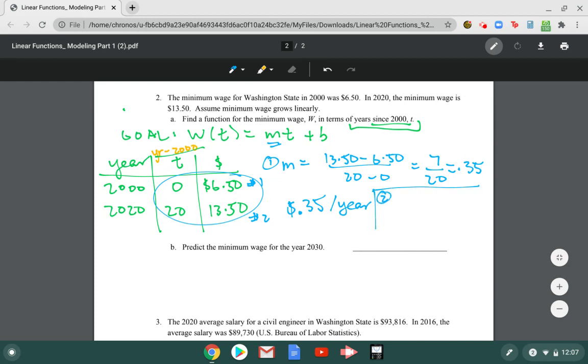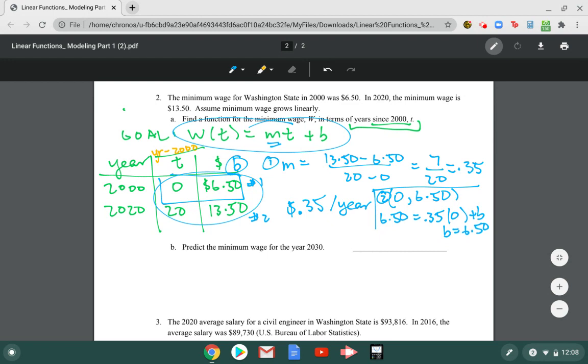Step number 2, I need to put a point in. Let's go ahead and choose 0, 6.50, just because it's going to be a little bit easier to plug in. I want to put that into my goal here. So my wage is $6.50 equals M, which is 0.35, times X or T, which is 0, plus B. So B is $6.50. Whenever we've got something in an initial year, this is always going to be B.